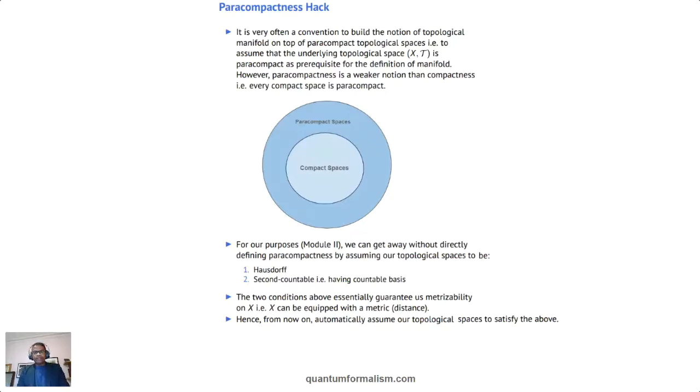In particular, paracompactness is a weaker notion than compactness. In other words, compactness is much more restricted, much stronger. In other words, compact spaces are also paracompact. And for our purposes, especially in Module 2, when we are dealing with Lie groups, we are mostly going to work with compact Lie groups. So these are automatically paracompact, so nothing to worry about.